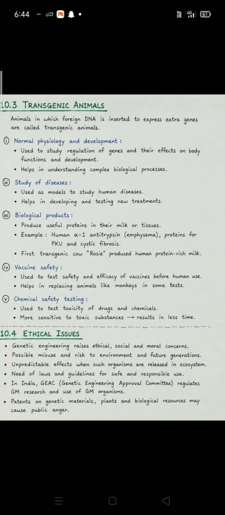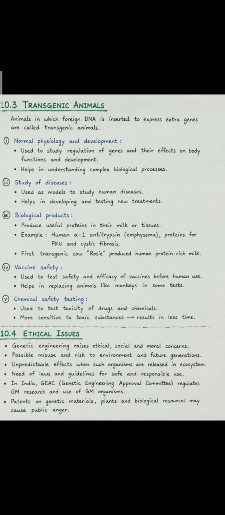Next one is transgenic animals. Animals in which foreign DNA is inserted to express extra genes are called transgenic animals. For example, transgenic rats, rabbits, pigs, sheep, cows, and fish have been produced. 95% of all existing transgenic animals are mice only. They are used for normal physiology and development, to study regulation of genes and their effects on body functions and development, and help in understanding complex biological processes.